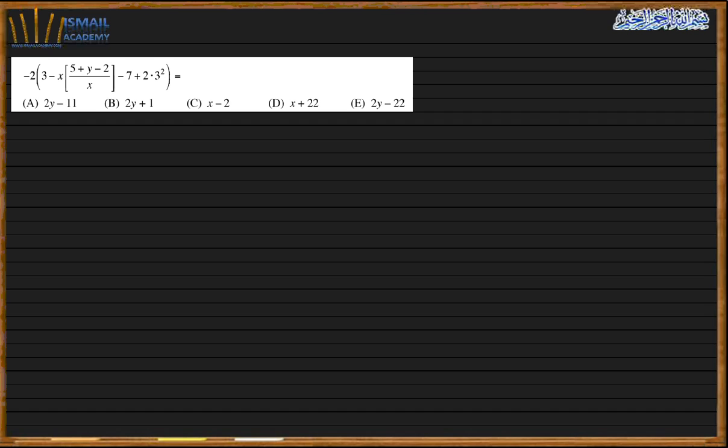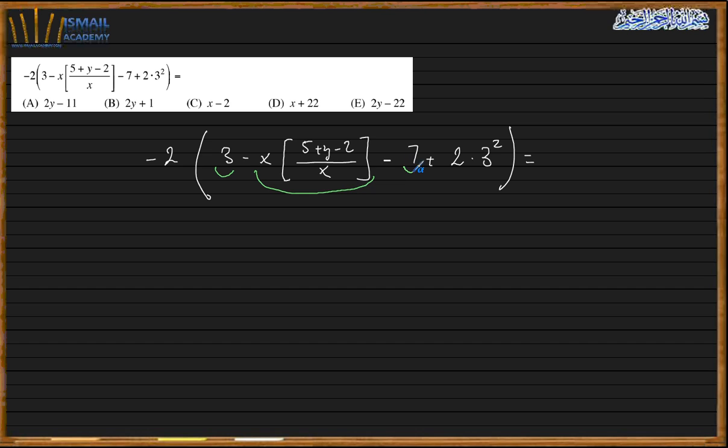All right, next question. So here this is like order of operations. So I have minus 2 times (3 minus x) times (5 plus y minus 2 over x) minus (7 plus 2 times 3 squared). And I want to know what this equals. So as you see here, this is one term, this is one term, this is another term, and this is another term. Those are independent, so I can work on all of them at the same time.